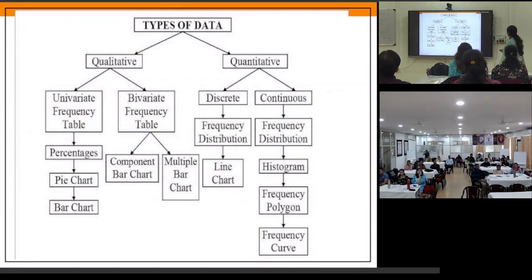This is just a summary of it, qualitative, quantitative. In that you have univariate frequency tables you can make, and how the presentation of data changes with the type of data. You will use some percentages, pie charts, bar diagrams; bivariate, component bar charts, multiple bar charts you can use. Okay. In the quantitative, again, if it is a discrete variable or continuous variable, if it is continuous you can make a histogram, frequency polygon and frequency curve, and for discrete, frequency distribution, again line charts. So it will be taken again in a detailed session, types of data and the graphical representation based on the type of data.